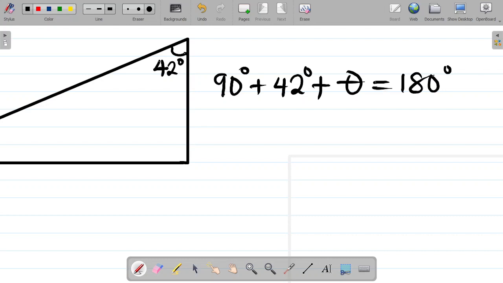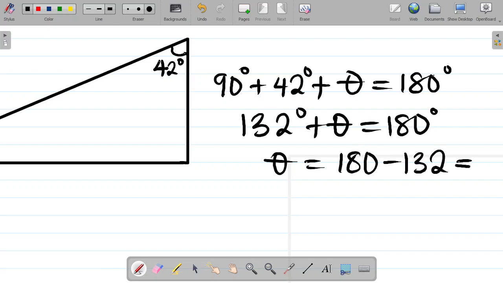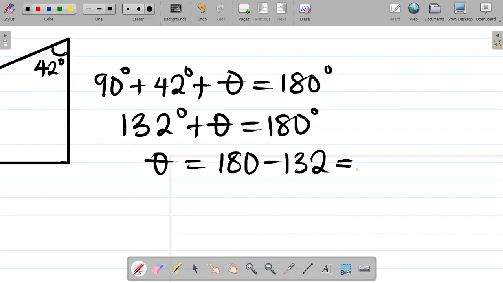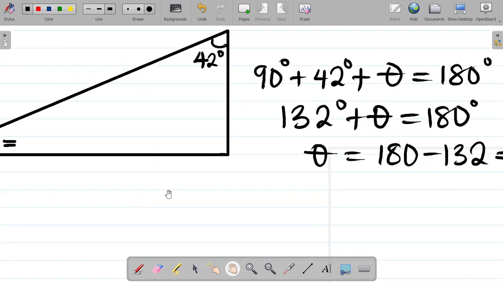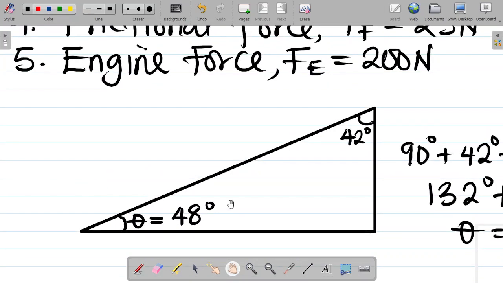Okay, so I have this as 132 degrees. 132 degrees plus theta is equal to 180 degrees. So theta is equal to 180 minus 132, that's equal to 48 degrees. So this is what we'd use in calculating this question. Please take note, we need this value here. That's 48 degrees. All right, so we've gotten this angle here.